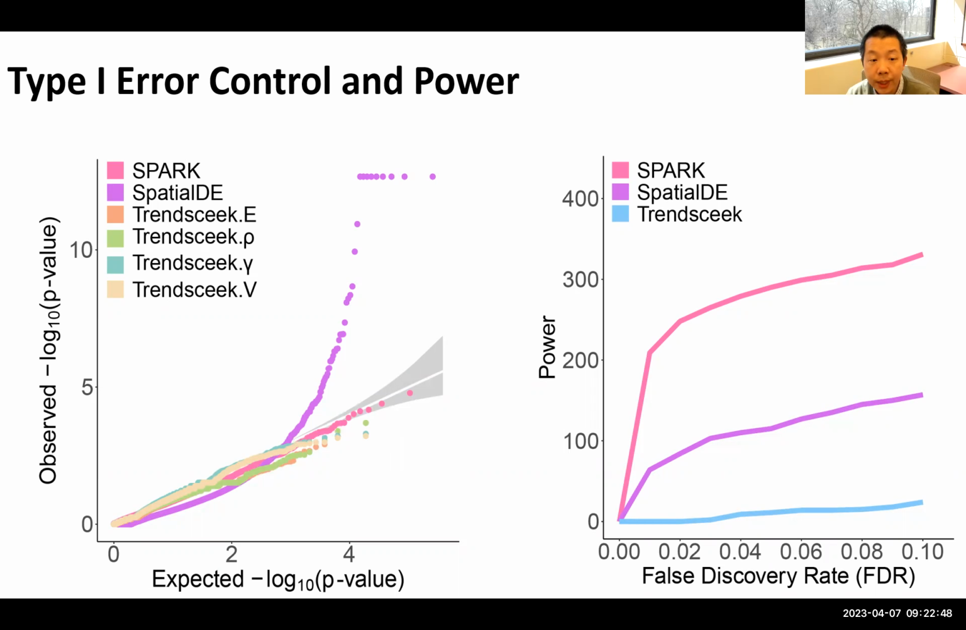But for SpatialDE, you can see that it's initially conservative, but later on it goes above the diagonal line, indicating you're going to get a lot of false signals in the permuted null data. The permuted data also allows you to estimate the false discovery rate, so that you can compare power for different methods based on the false discovery rate. That's shown on the right-hand side. You can see that our method is much more powerful compared with SpatialDE and Trend-seq.